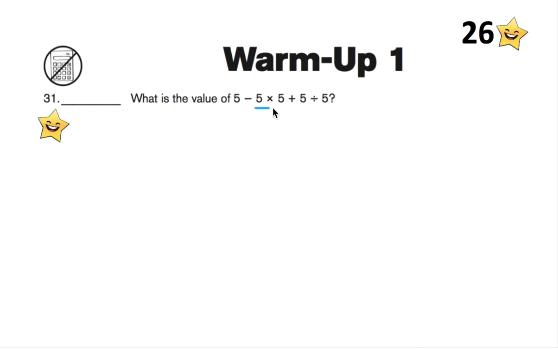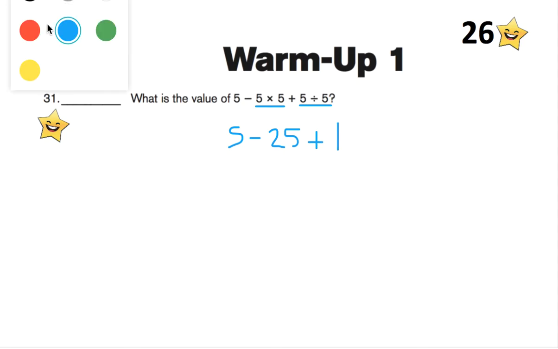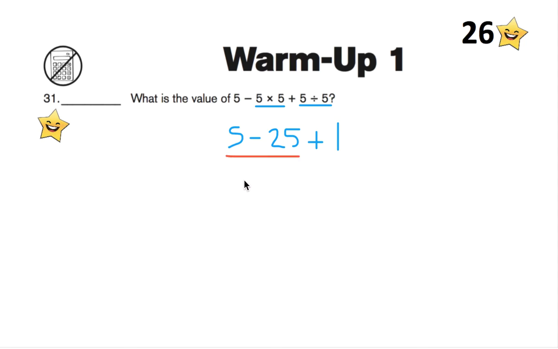So we're going to do all the multiplication and division first from left to right. That gets us 5 minus 25 plus 1. Then we'll do all the addition and subtraction left to right. 5 minus 25 is negative 20. And then we're adding 1, so we're going back up 1, and we end up at negative 19.